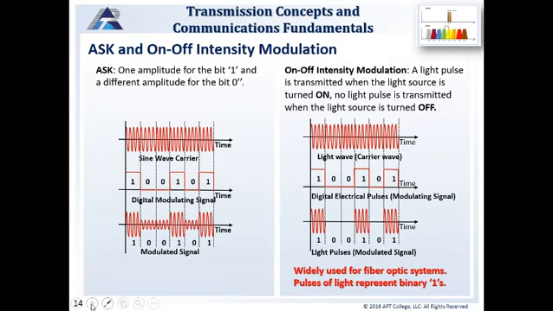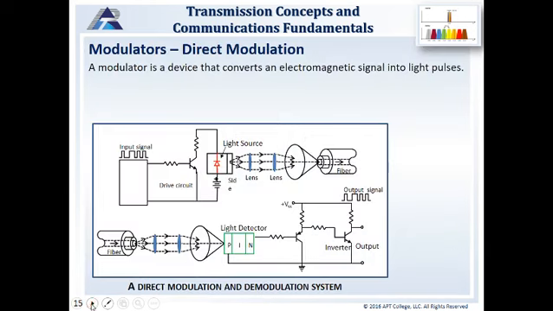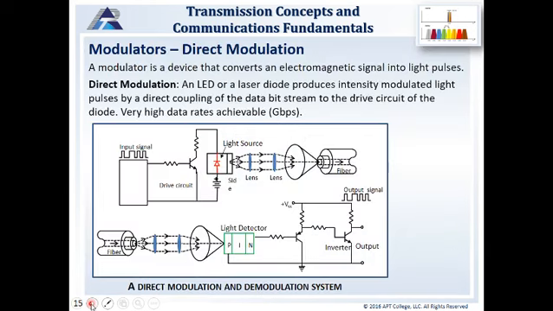There's also reverse modulation where a pulse would represent a 0 and no pulse would represent a 1, but not many systems use that. We have direct modulation. A modulator is a device that converts an electromagnetic signal into a light pulse. In direct modulation, an LED or laser diode produces intensity modulated light pulses by directly coupling the data bit stream to the drive circuit of the diode.